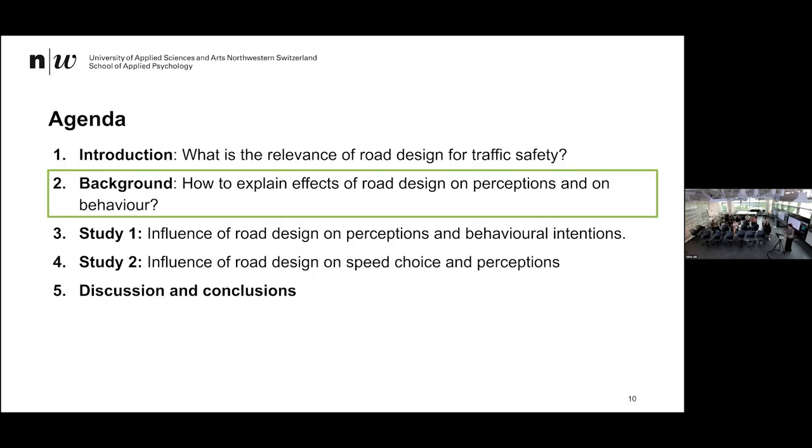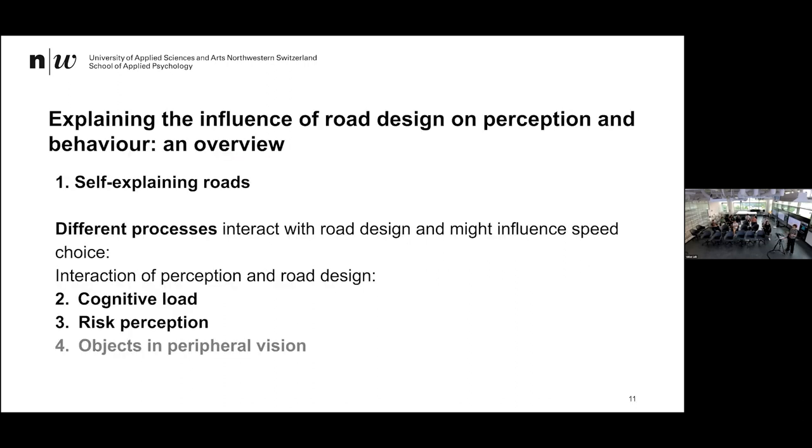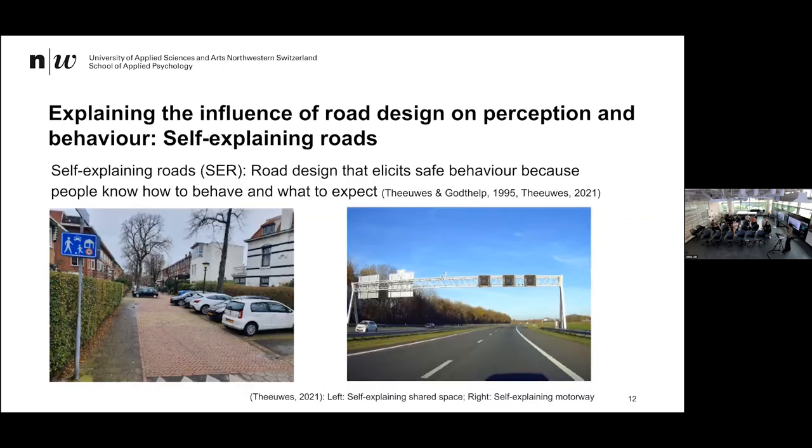So to better understand the influence of road design on speed choice and safe behavior, we want to look at a couple of possible explanations. So here as an overview, what could be possible explanations? The title of our first experiment already gives you some hints. So we look into the concept of self-explaining roads. It's a concept that goes back to the 90s and is related to the idea that the environment or the context is a form of communication and transports information.